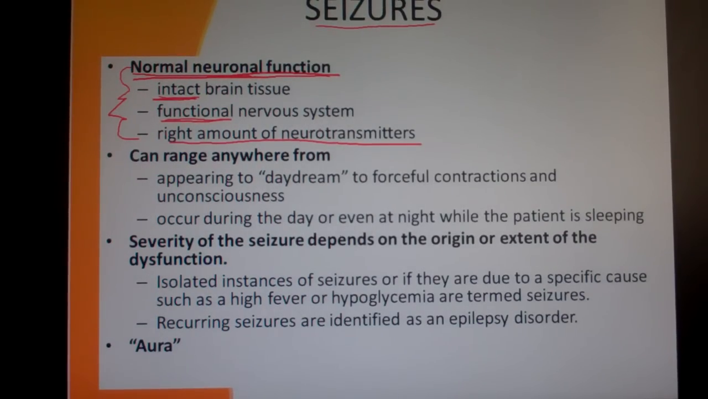So these seizures, again, are a huge spectrum, anywhere from a regular daydream, where you're literally just sitting there dozing off into space, looking out, and nobody's paying attention. You're just kind of out there, like a lot of students typically are during class, right? Daydreaming. Or forceful contractions and unconsciousness. Those are the bigger ones, more along the lines of the tonic-clonic seizure.